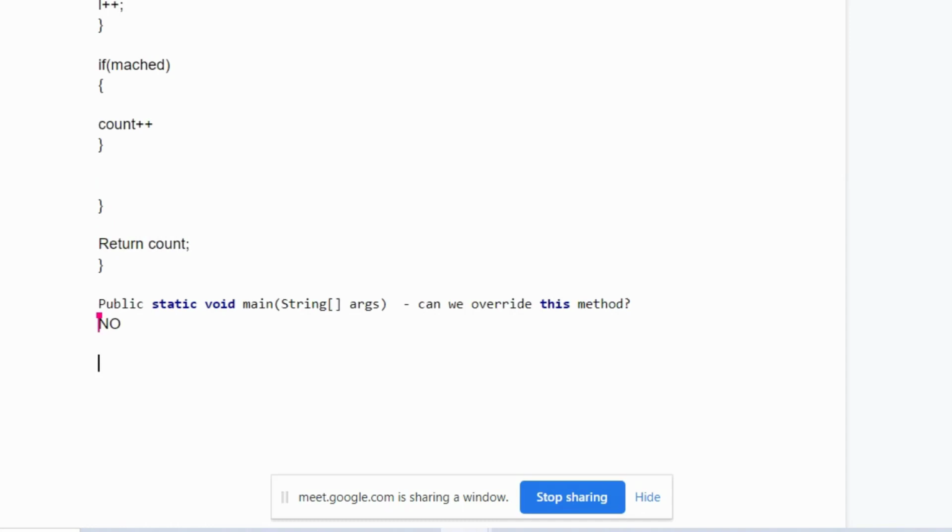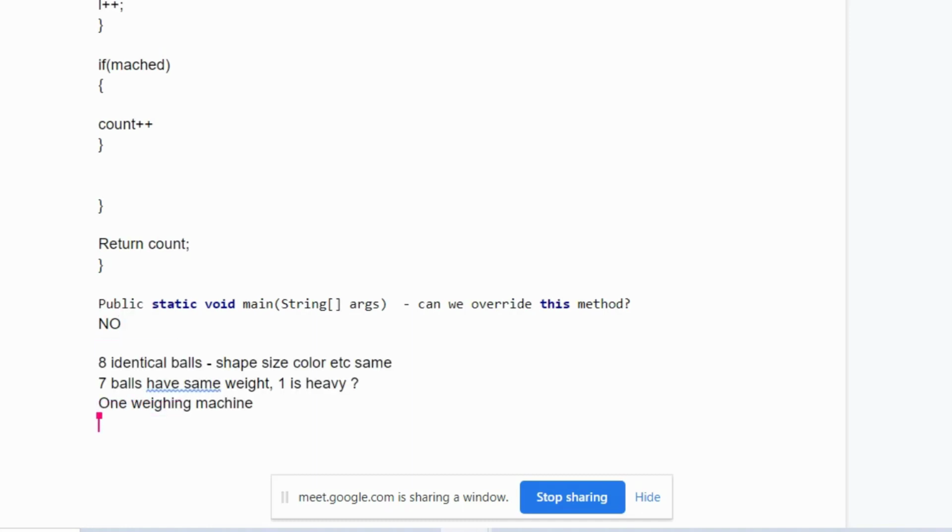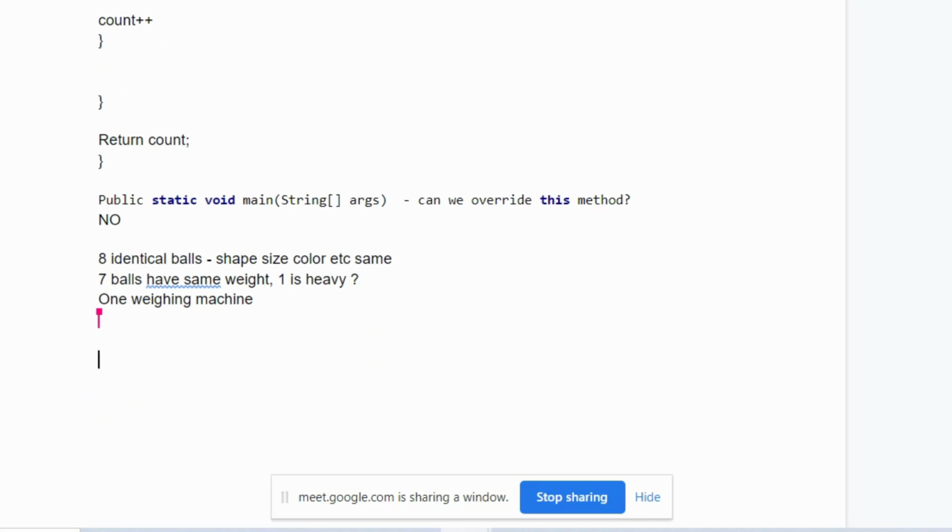Thanks. So next is a puzzle. You have eight identical balls. The shape, size, color, or other characteristics are the same. Out of those eight balls, seven have the same weight and one ball is heavier. You have one two-sided weighing machine which tells you which side is heavier, if any, or otherwise tells you that the weight of both sides is the same. You need to figure out the heavier ball.